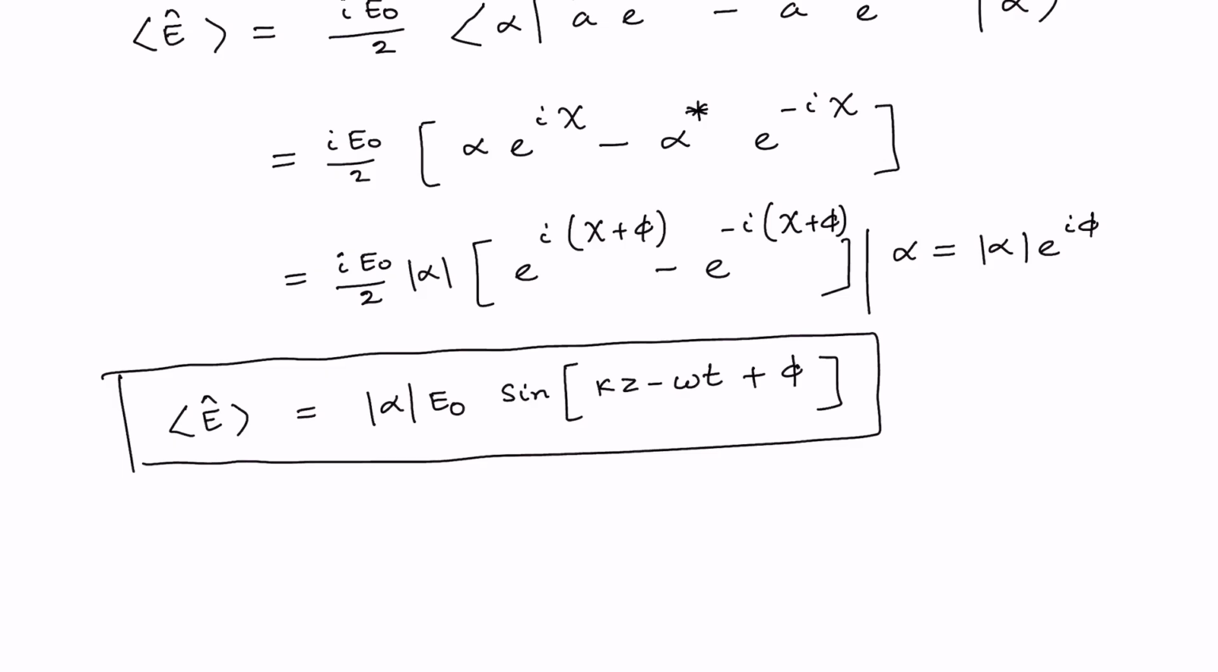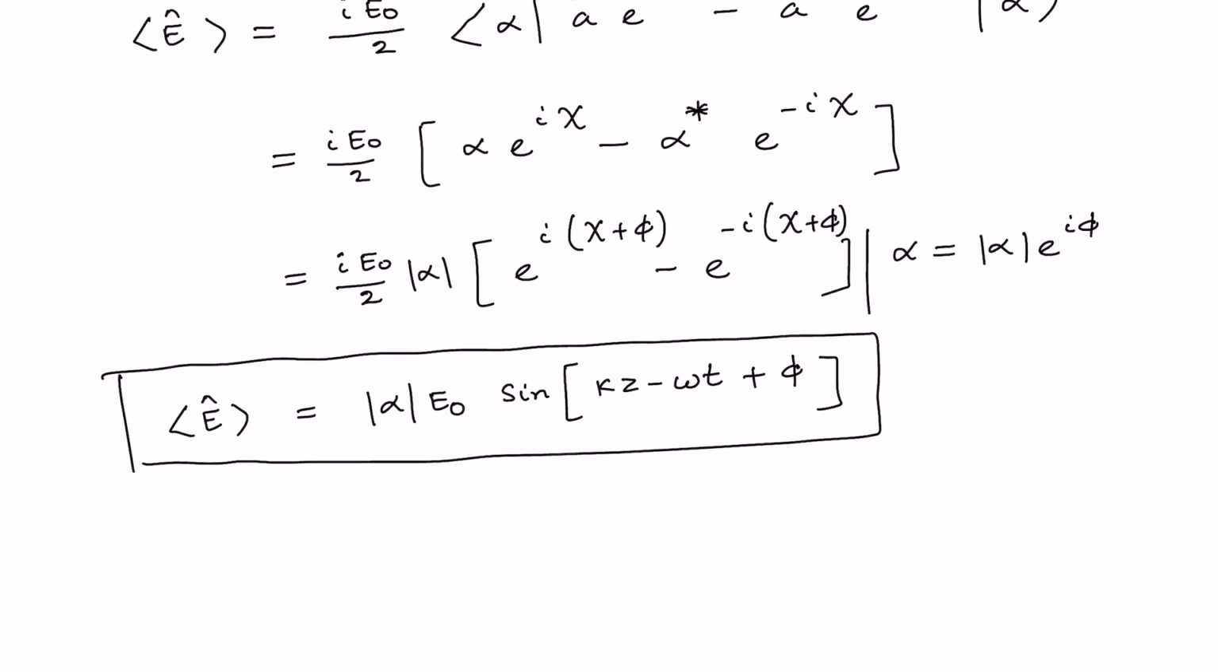This shows that the expectation value of the electric field varies exactly like a classical electric field varies. And this is the reason why the light field in the coherent state is said to be in a quantum state which mimics the classical field of radiation most closely.